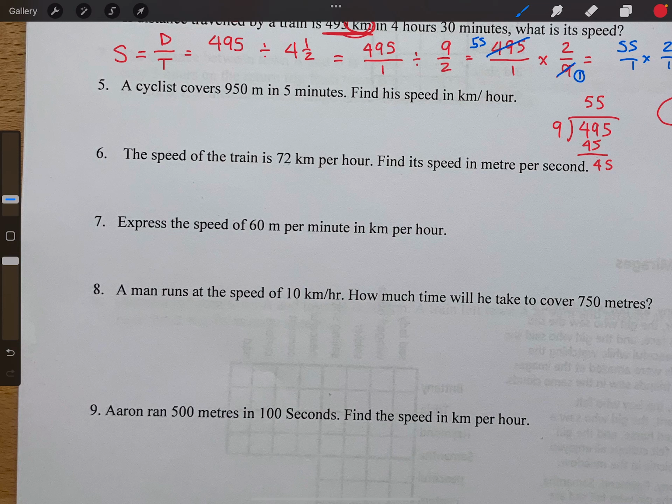Okay. So we want to get to kilometers an hour. So in 5 minutes he traveled this much. So how many minutes in an hour? We want to get to 60 minutes, right? So 5 minutes to 60 minutes, you times it by 12. So what you gotta do here, you times it by 12. You'll get the amount in meters.